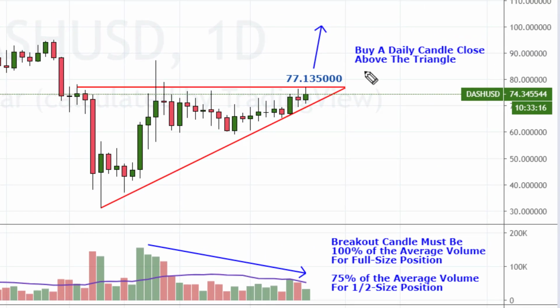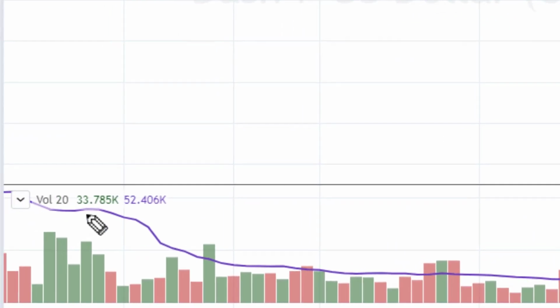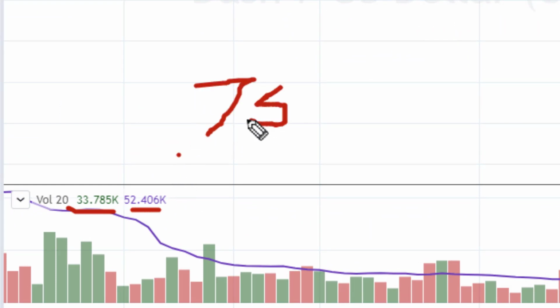We're going to buy a daily candle close above the triangle or above 77.135 here. On the breaking candle, to enter a full-size position, we want to see this volume bar reach all the way up to the volume average right there. If it doesn't quite reach the average but does reach 75% of the average, I'll open a half-size position to reduce risk. You can calculate the percentage by dividing this volume number by this volume average, and the result should be at least 0.75. If you don't get at least 0.75 on that, stand aside on the trade.